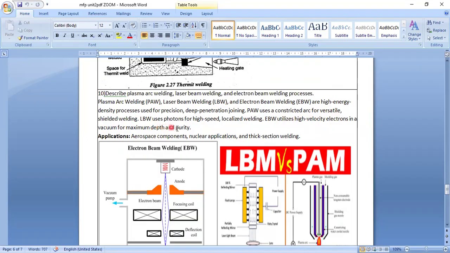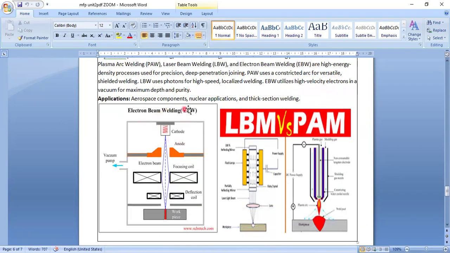Laser beam welding uses photons for high speed localized welding. Electron beam welding utilizes high velocity electrons in a vacuum for deep penetration. Generally used in aerospace components, nuclear applications, and thick sections.